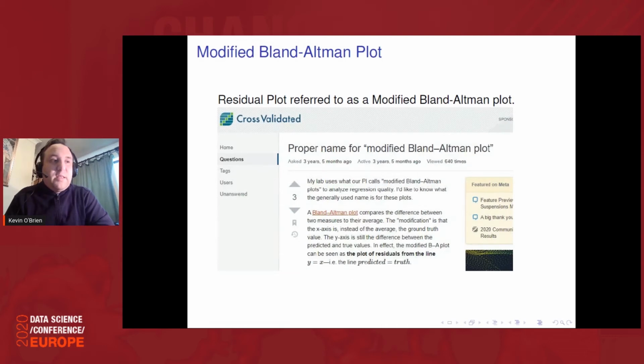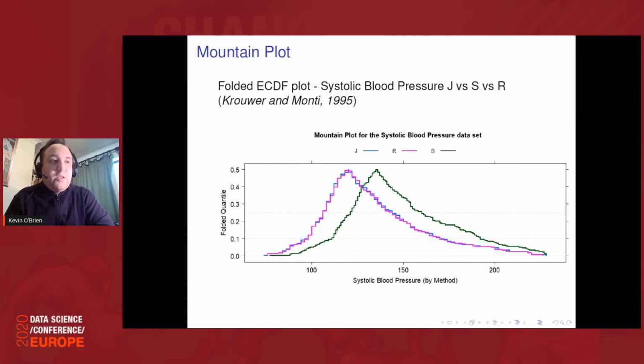I'm going to skip on to the next bit because there are actually other procedures. I'm going to just skip past a bit. This is what they call a folded ECDF plot, also known as a mountain plot. And here, what I have created is a mountain plot for comparing the three systolic blood pressure measurement methods, J, S, and R.